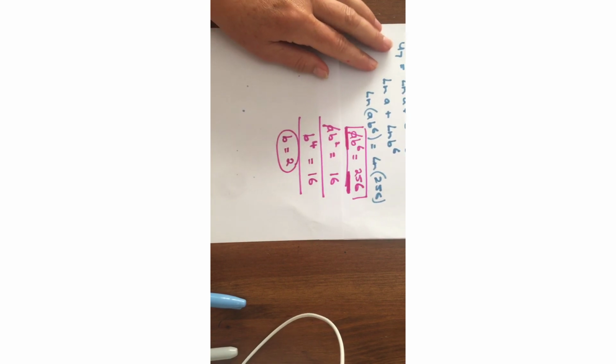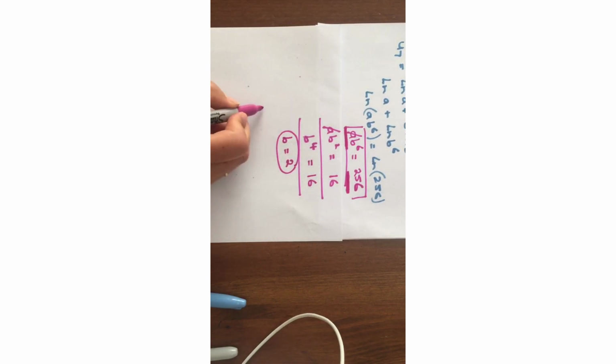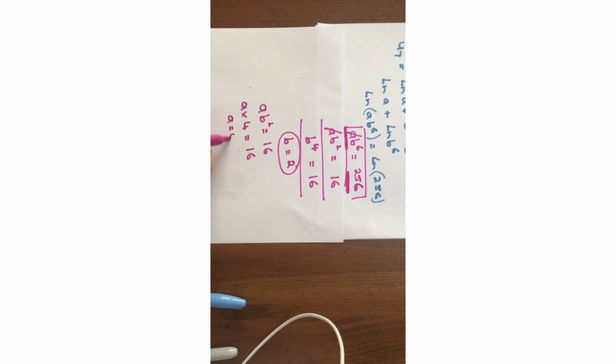So I've got B, now let's just find A. So I'm going to sub it back into here. A times 4 is 16 because B was 2, so A equals 4. So I've got my 2 answers for A and B. Well done if you did that on your own.